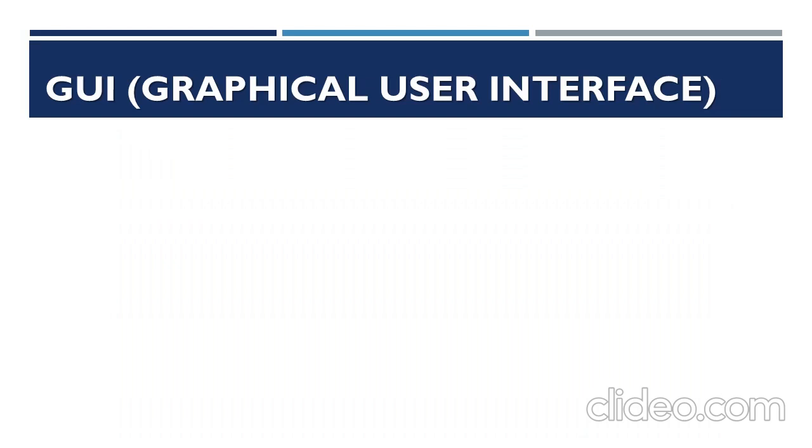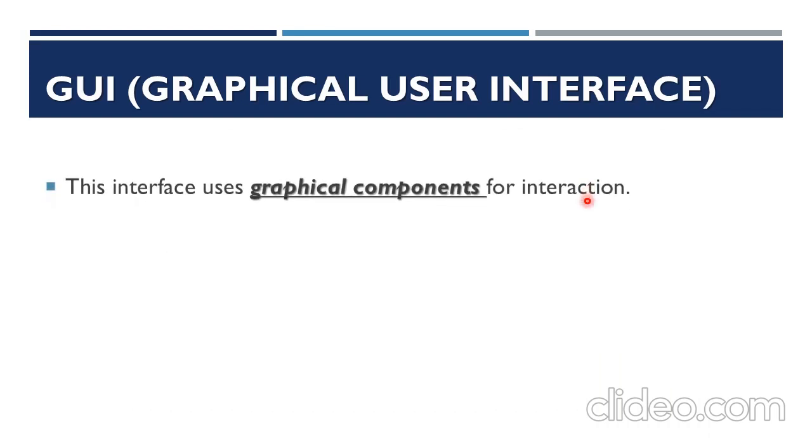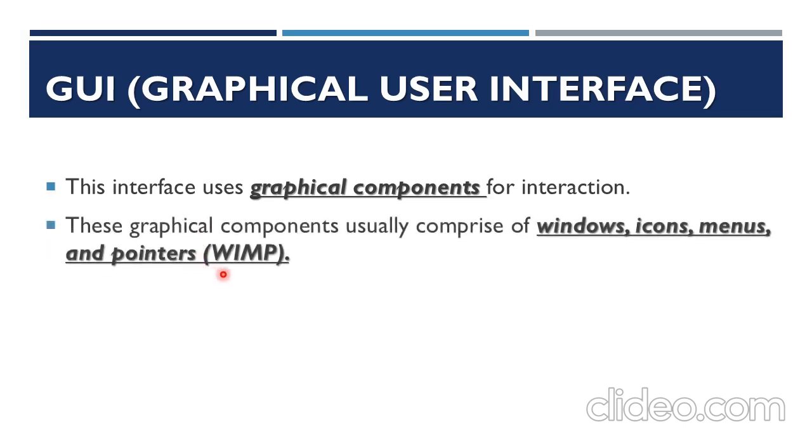The next type is graphical user interface or GUI. This graphical user interface uses graphical components for interaction. So you can see some colored images and graphics on the computer screen. These graphical components usually comprise windows, icons, menus and pointers. So you can see colored windows, icons, menus and pointers on the screen. That you can say as WIMP: windows, icons, menus and pointers.